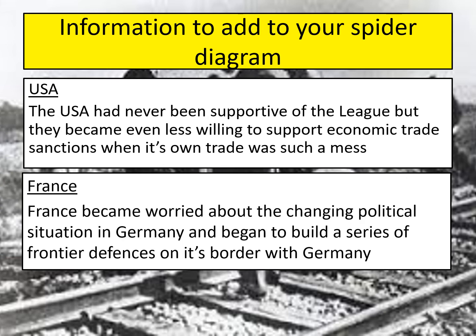And the final area we need to know about is France. Again, remember that France is one of the leading countries of the League, but they became really worried about what was going on in Germany. They know about Hitler and the Nazis being elected. They know that they want to try and destroy the Treaty of Versailles. So instead of trying to worry about international cooperation, they spent their limited money on a series of frontier defences on the border that they shared with Germany. So they worried about their own defences above all else. So again, just pause it and make a couple of notes there about France.